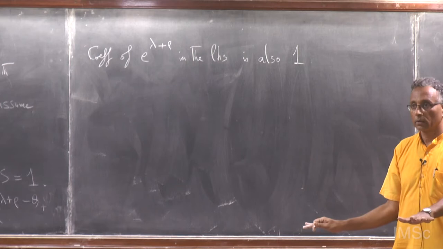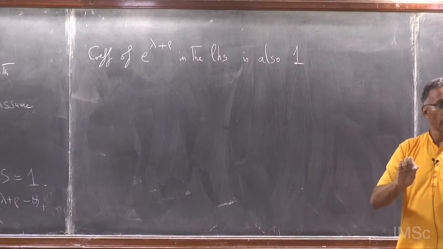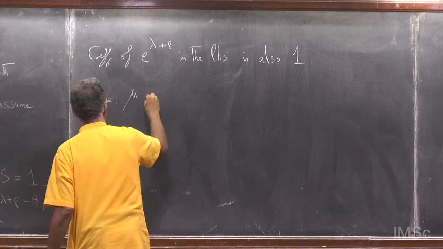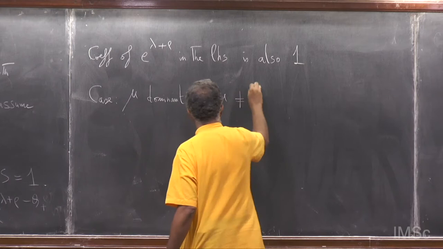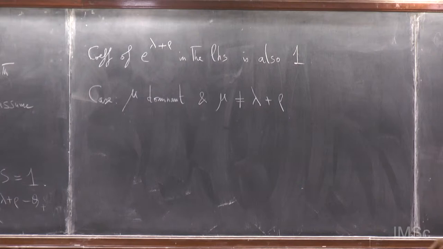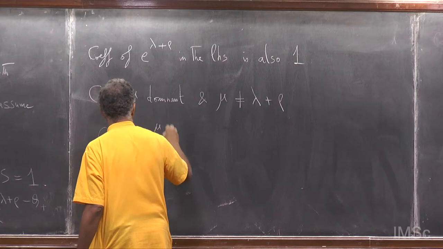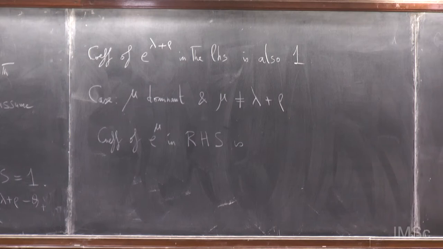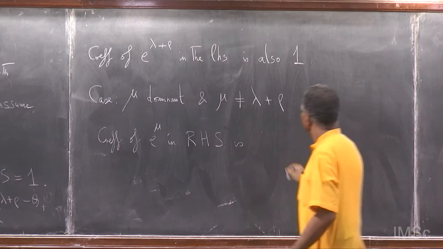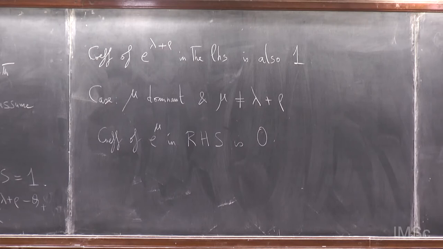Now, suppose mu is dominant and not equal to lambda plus rho. So, case: mu dominant and mu not equal to lambda plus rho. What is the coefficient of e^mu in the RHS? The only dominant thing here is lambda plus rho, everything else is non-dominant. I assume mu is dominant, so it is 0. So what do I have to show? I have to show the contribution here is 0.